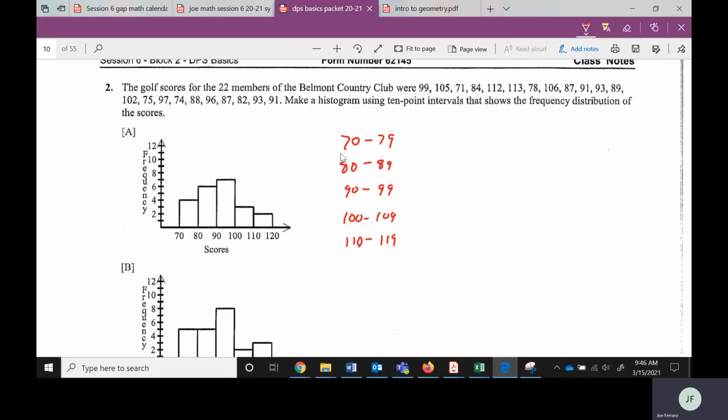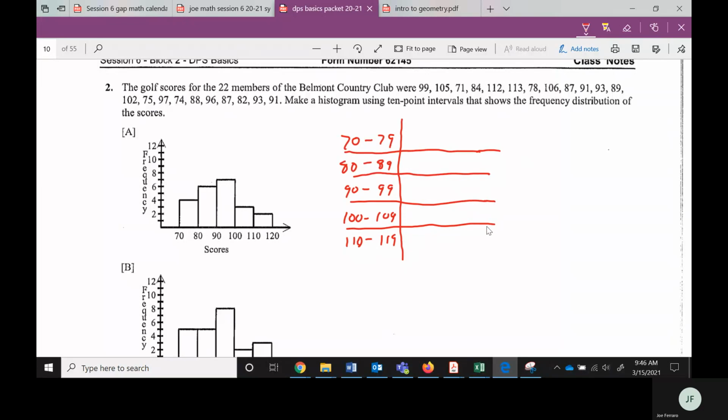Okay, so then what we need to do is make a little table. What we're making here is a frequency distribution, meaning we're going to tally these up, figure out how much is in each. So what you get, and this is the part that takes a little time, you've got to go through. 99 would go here, and then cross it out. 105 would go in that group.